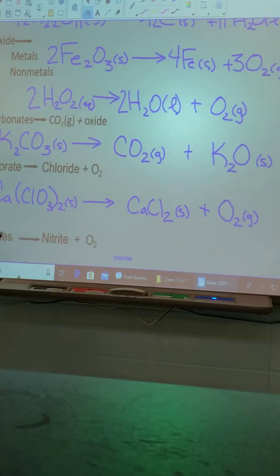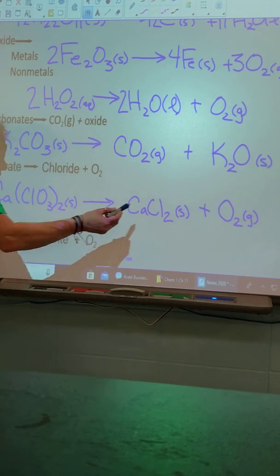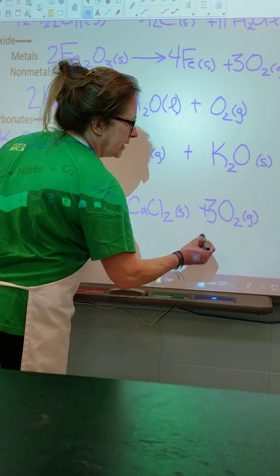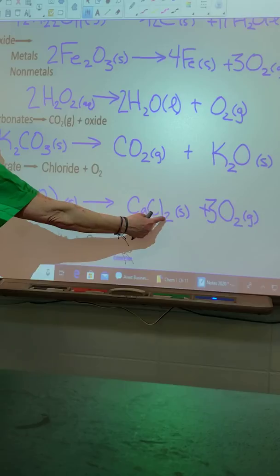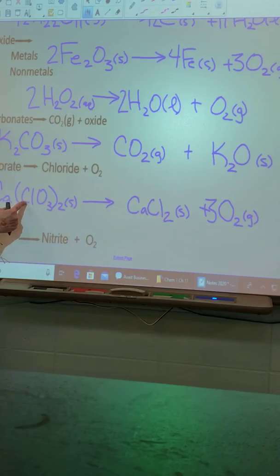Now let's balance it. I've got 6 oxygens on this side, so I'm going to have to put a 3 here, then that gives me 3 times 2 or 6 oxygens on that side. I have 1 calcium, I have 2 chlorines. Because of that 2 outside of the parentheses, I have 2 chlorines, so it's balanced.